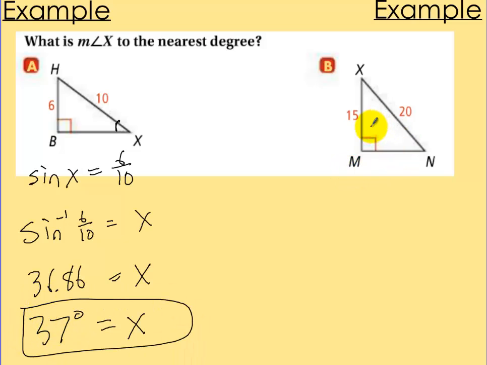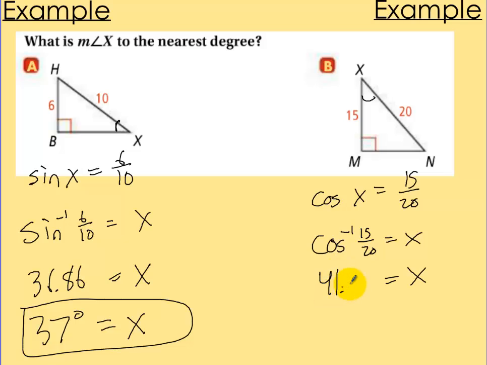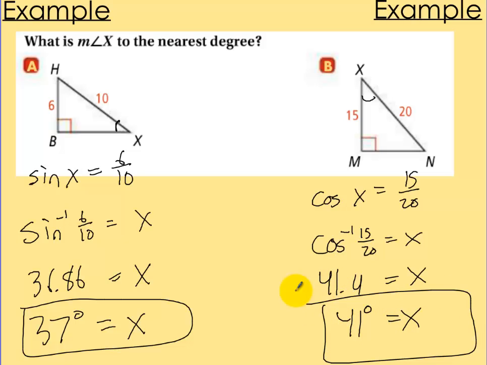Let's try it on B. So angle x is up here, and that's going to be cosine because it's the adjacent side. So cosine of x equals 15 over 20. So the inverse cosine of 15 over 20 is going to equal x. If I plug that into my calculator, 15 divided by 20, x comes out to 41.4. So to the nearest degree, it's 41 degrees. And that's my answer. That's it.